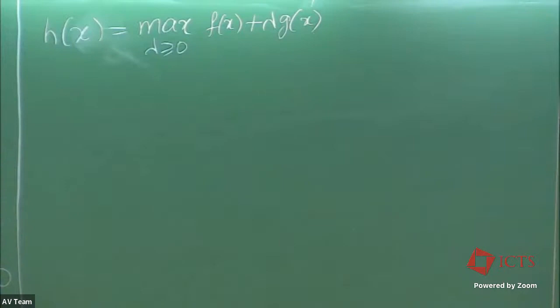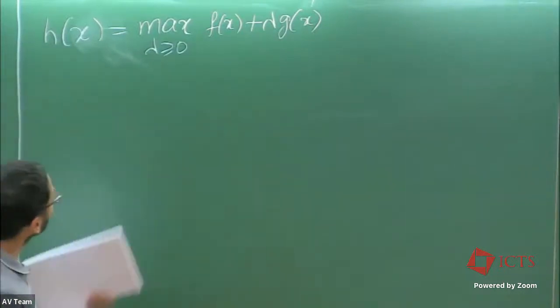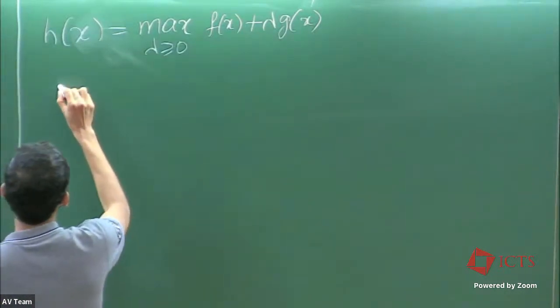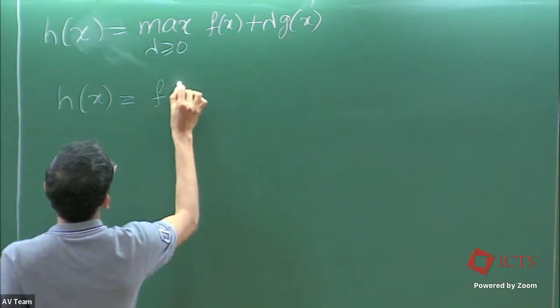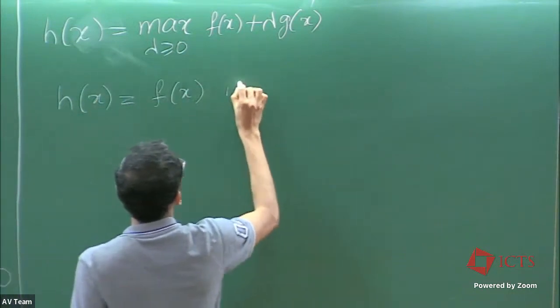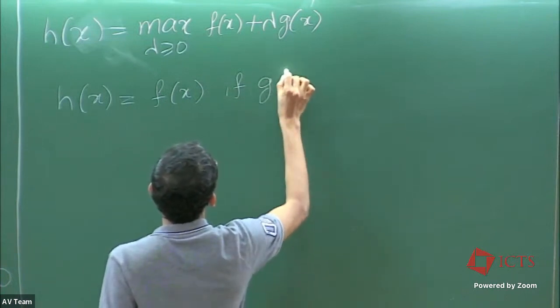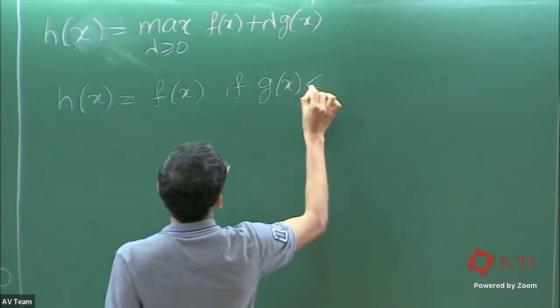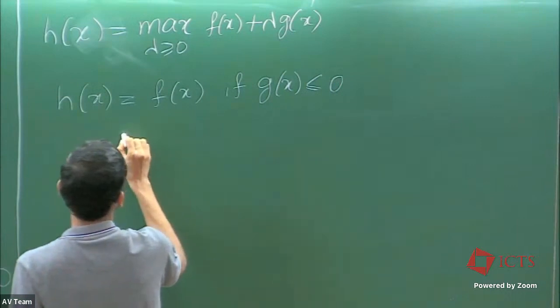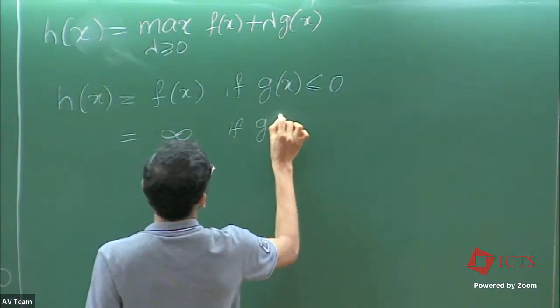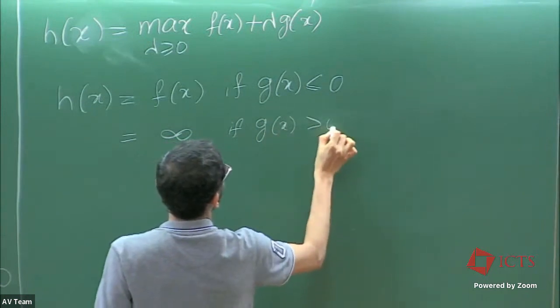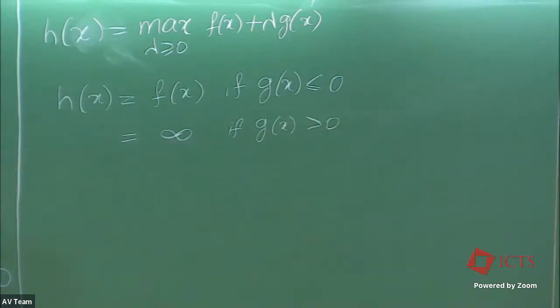Okay. So if we define this function h in this particular way, what we can say is that h of x is equal to f of x if g of x is less than or equal to 0, and this is equal to infinity if g of x is greater than 0.